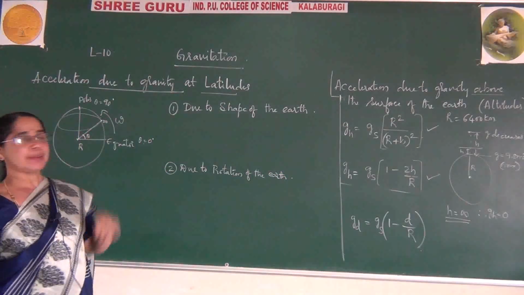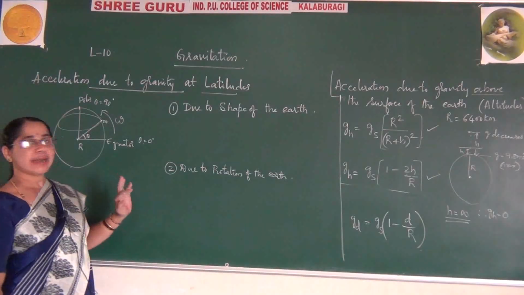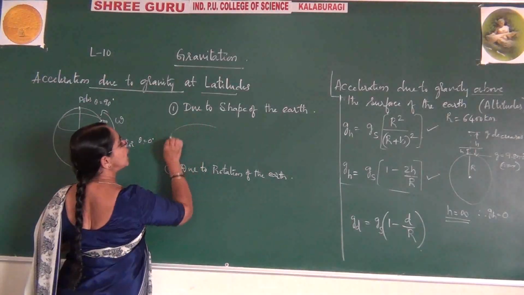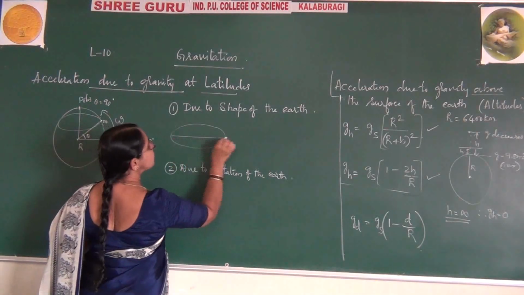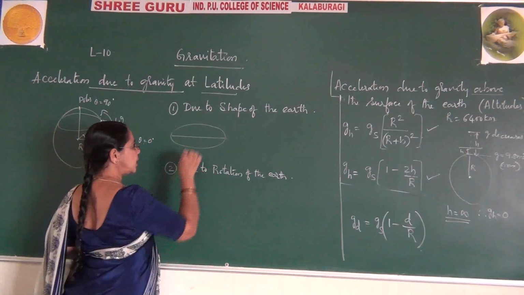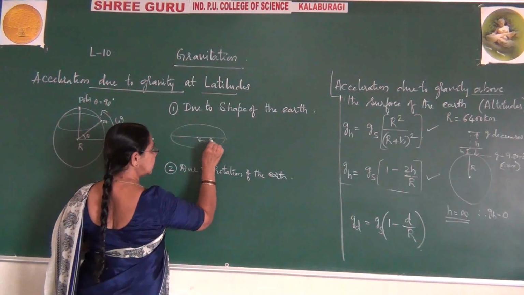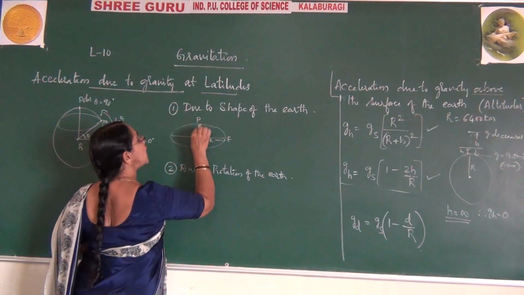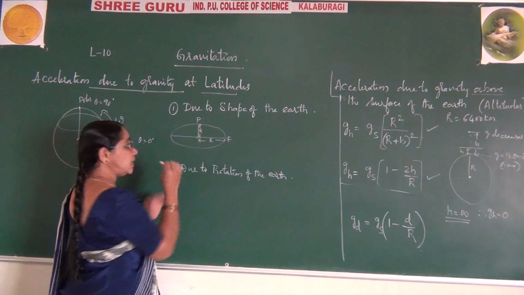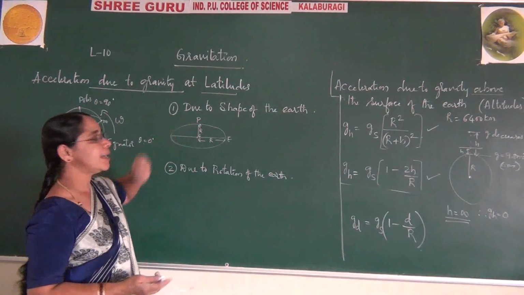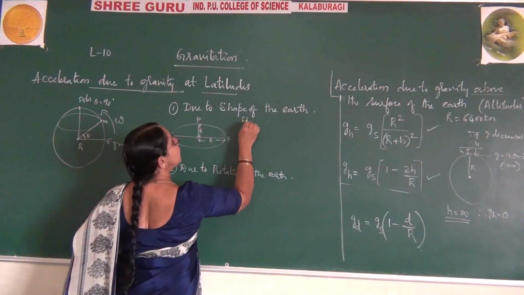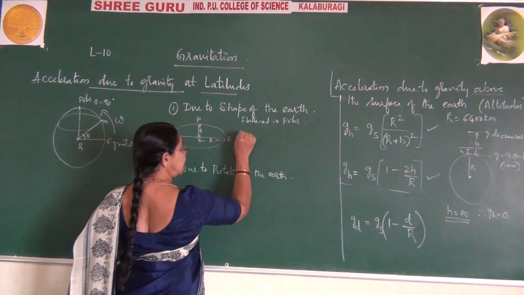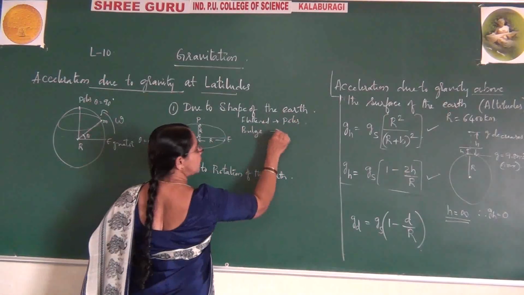So let me tell you, due to the shape of the Earth, you already know the Earth is not a sphere, it is in the form of an ellipse. So if this is the ellipse you have like this, at that position this is the diameter you can take. From here to here it is the radius, right? And this is the equator, this is the poles. So this R is different from here. Please observe, it is bulged at the equator, it is flattened at the poles.